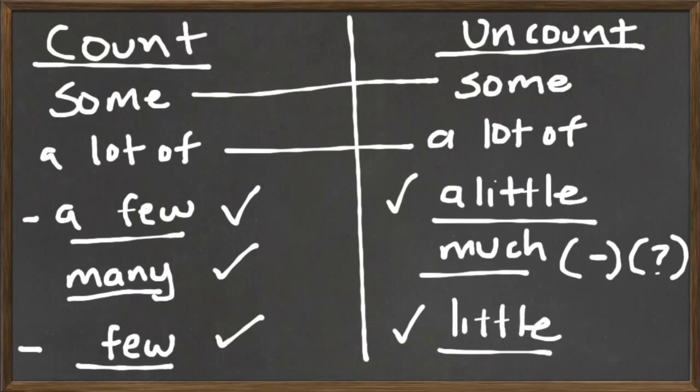Some of them work for both types, which are some and a lot of. They work for countable and uncountable. A few is for countable, a little is for uncountable, many is for countable, and much is for uncountable, but don't forget that we use it for negative and questions only. Few is for count and little is for uncount, and they mean not enough, not sufficient.